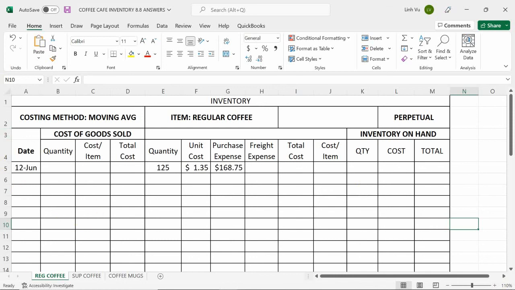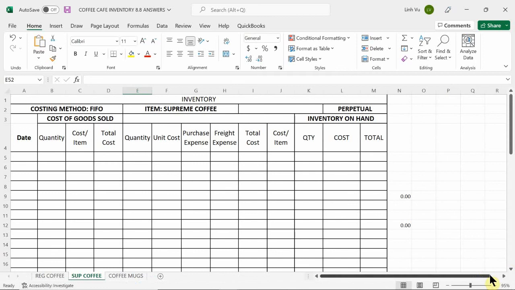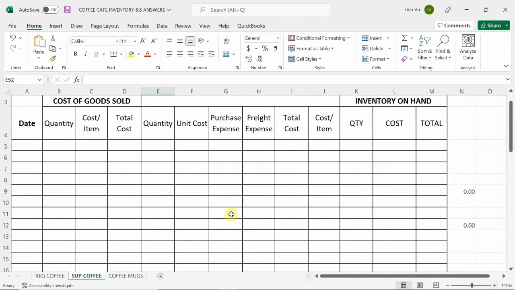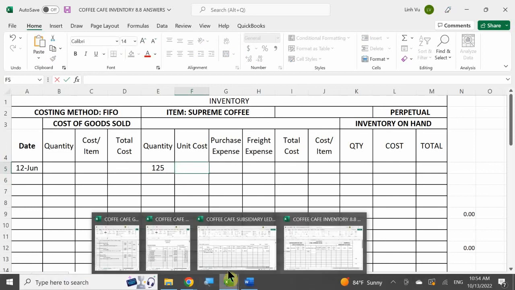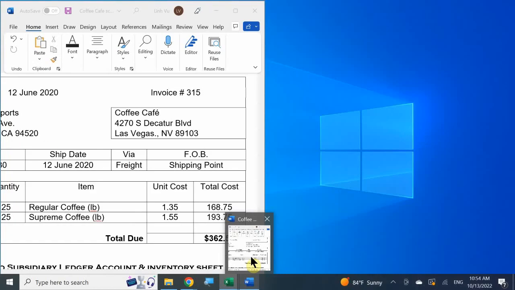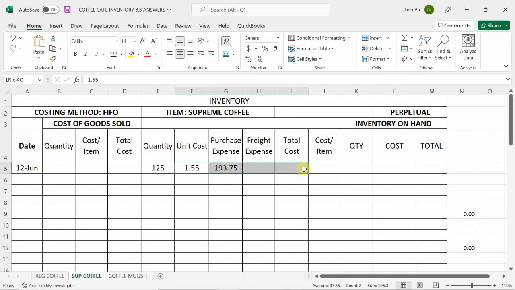I need to do my Supreme coffee. Same thing. We're going to enter in that we purchased 125 pounds. My unit price that I purchased my coffee at was $1.55 per pound. So that gave me a total of $193.75, which is true. We know that for a fact.